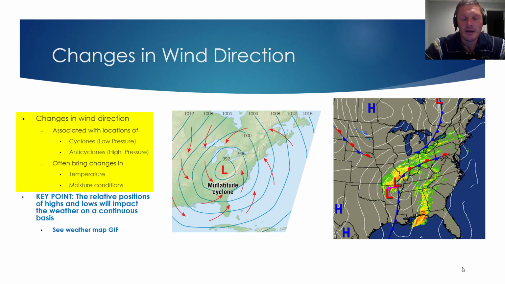Now it's also important to note that changes in wind direction can also bring about changes in temperature and changes in moisture conditions. As an example, winds coming out of the north tend to be cooler, whereas southern winds can bring warm, moist air to a region.